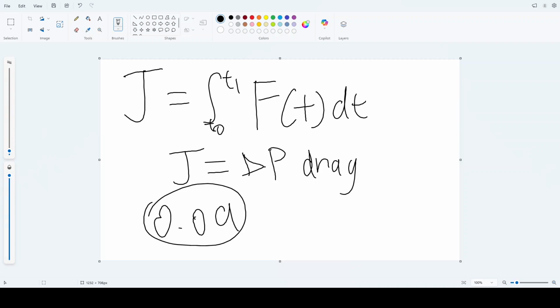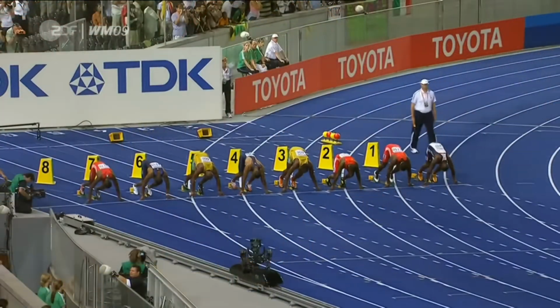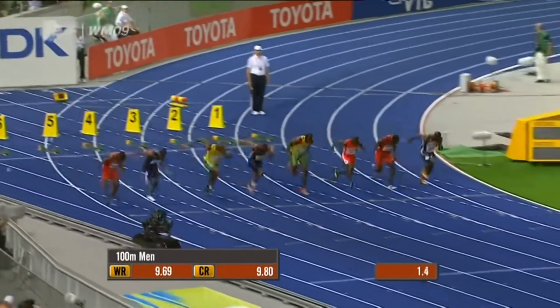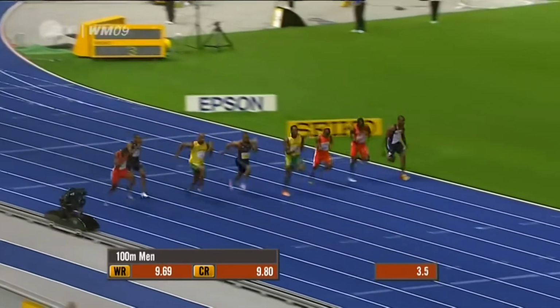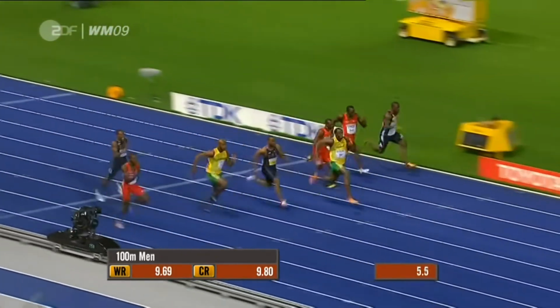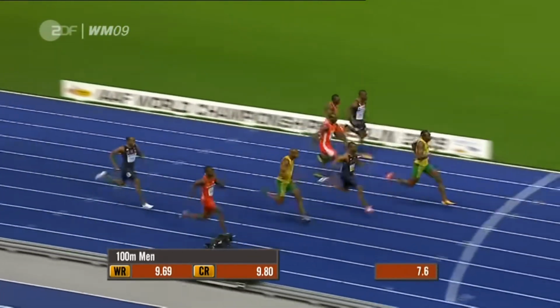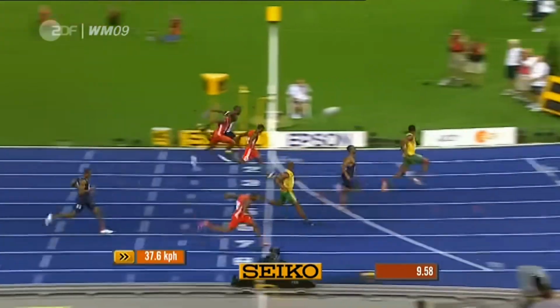And you can only imagine how much force they have to apply during this small time interval in order to maintain their max velocity. So the next time you see a sprinter flying at top speed, remember, they're not just running. They're balancing forces, optimizing impulses, and living in the world of physics.